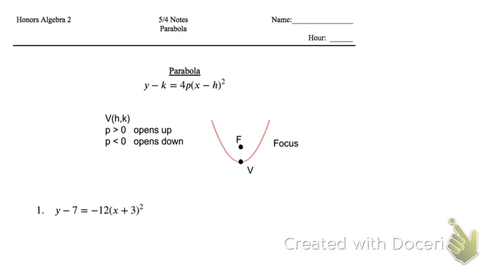This week we're going to look at some conic sections, which are your parabola, your circle, your ellipse, and also the hyperbola. We're not going to look at the hyperbola this week. We're going to look at those first three. And today we're going to look at a parabola.